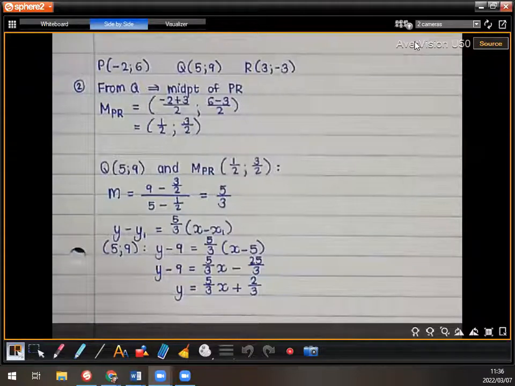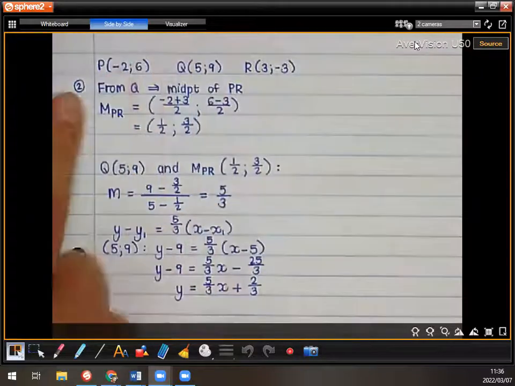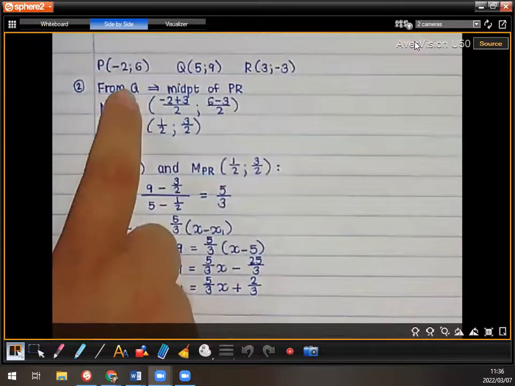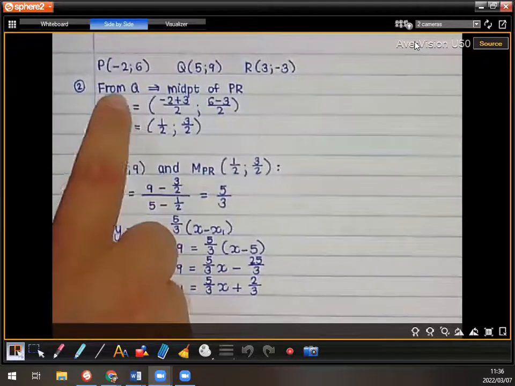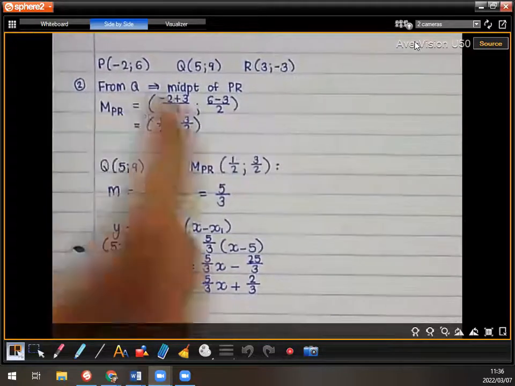All right, guys, for this one, we did the first one together, right? Where we found the equation of the median from vertex P. So it went from P to the midpoint of QR. Then I asked you to find the median from point Q and from point R.